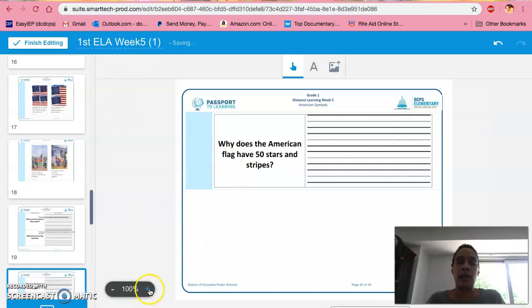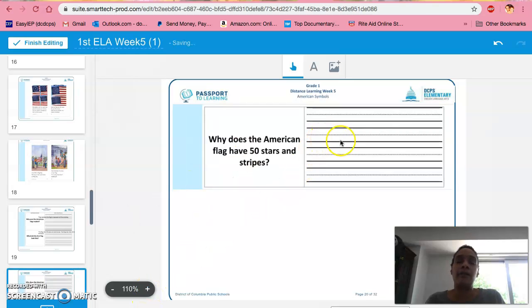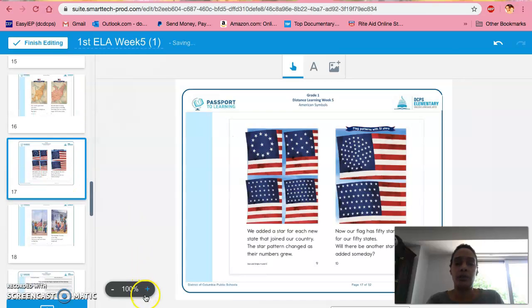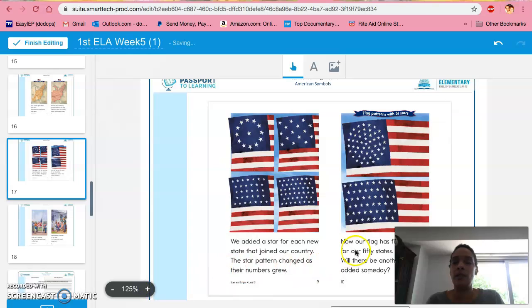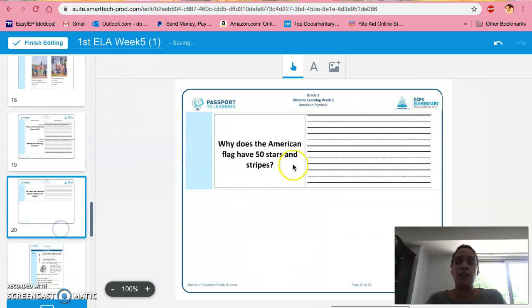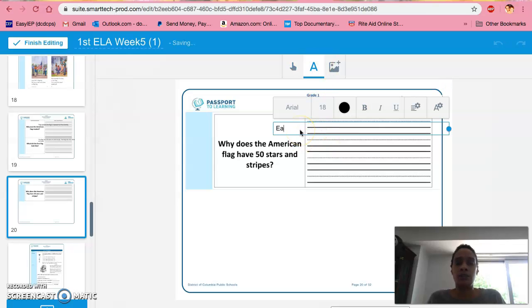Our last question asks, why does the American flag have 50 stars and stripes? And let's go back to, this is actually on page 17. Now our flag has 50 stars for our 50 states. So our answer is going to be each star represents a state. And if you remember, we have how many states?